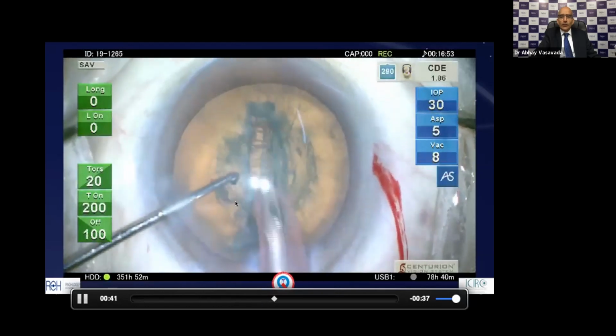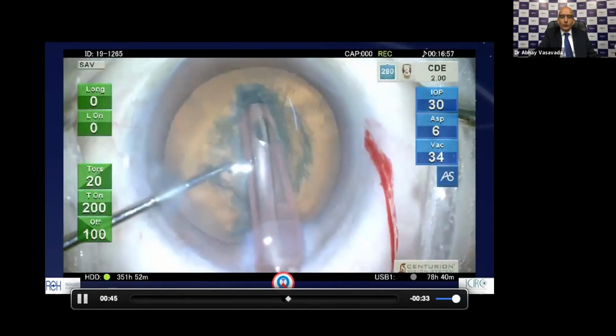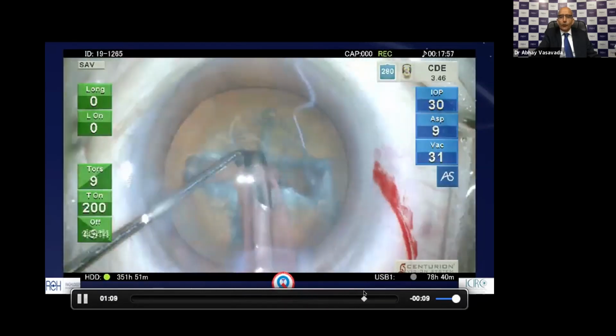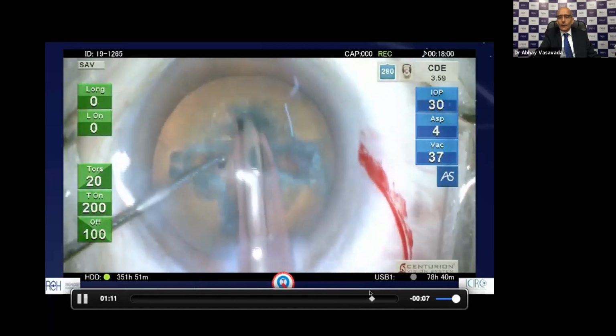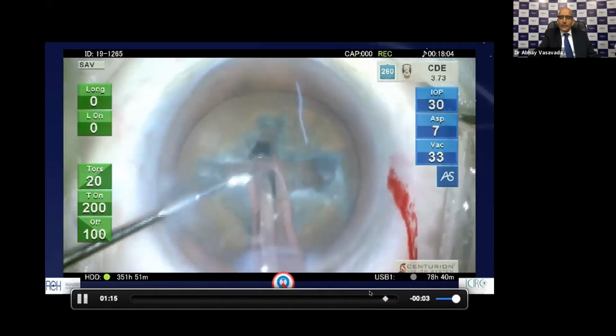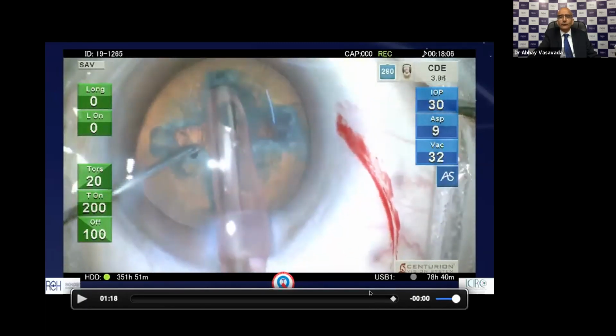So you take your time, and then the trench is made to your liking. So that is safe because the flow rate is very low, the vacuum is low, and you can create 4 quadrants like this, taking your time. This works very well every time, irrespective of the density. It's a universal technique, and I recommend that.